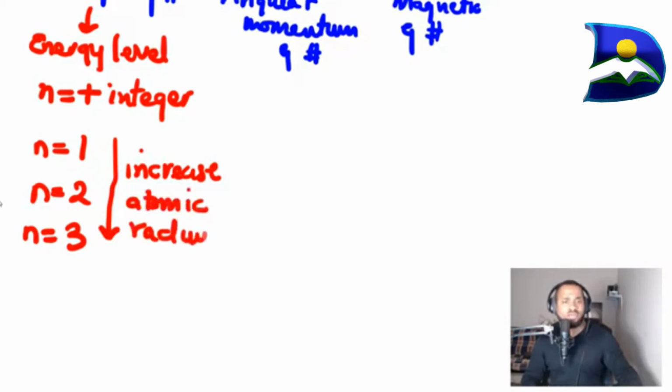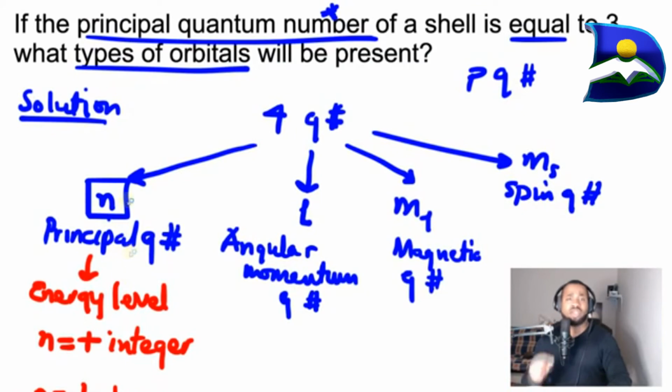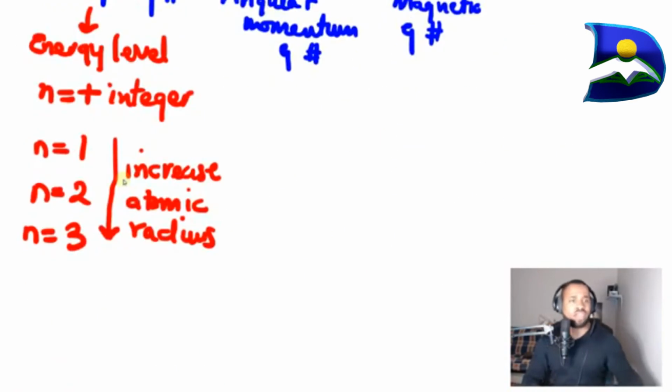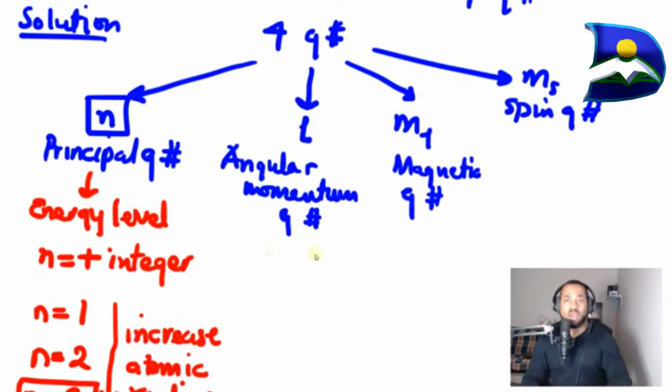Once you have this taken care of, since our question is focusing on energy level 3, we then need to look at how this is going to be important in our next part, which is any one of these 3. So let's move to the next quantum number. The next quantum number we're going to be looking at is angular momentum.